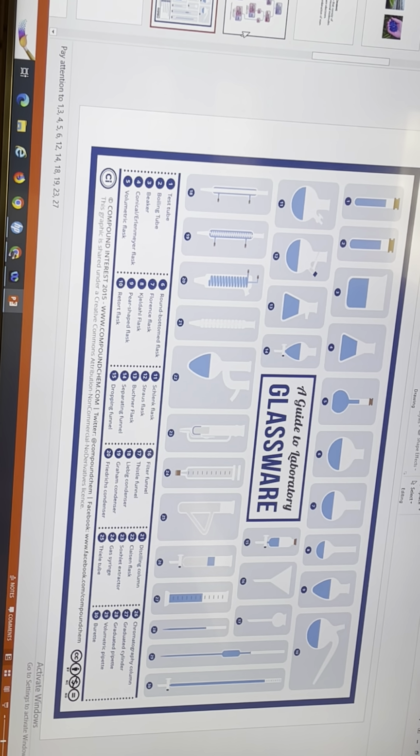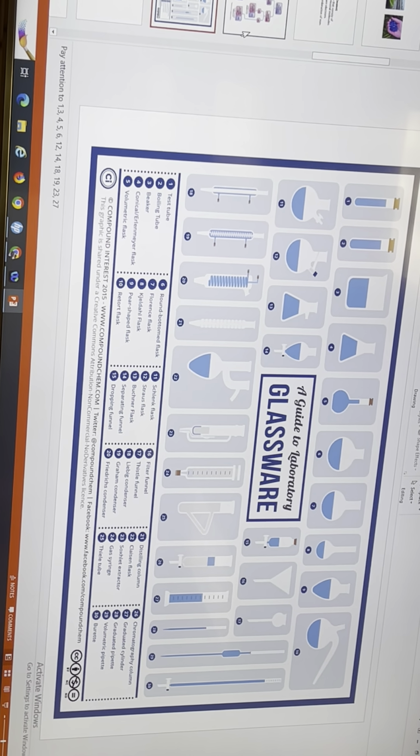21, we got a distilling column for all you moonshine folks out there. And then the rest of that, you're not going to really see much, but definitely go over these in your own time. Definitely learn them.